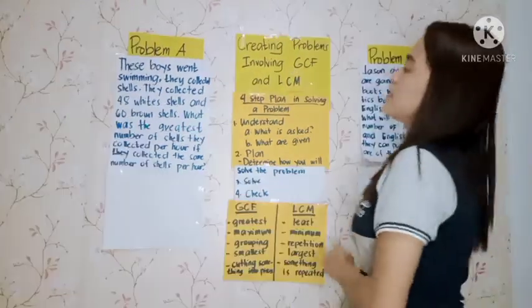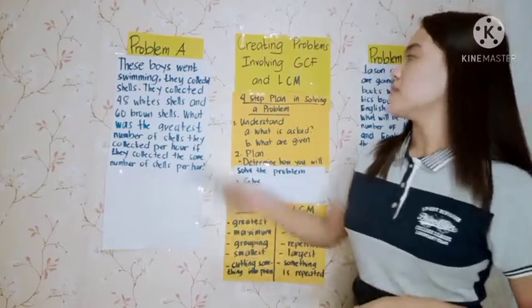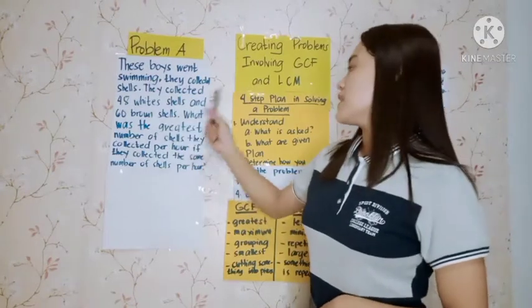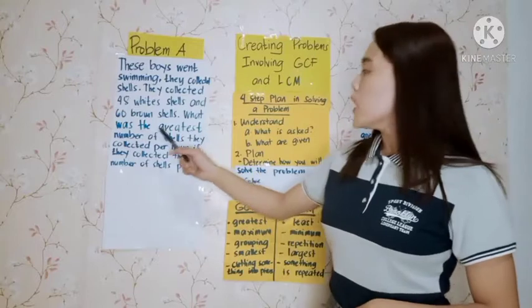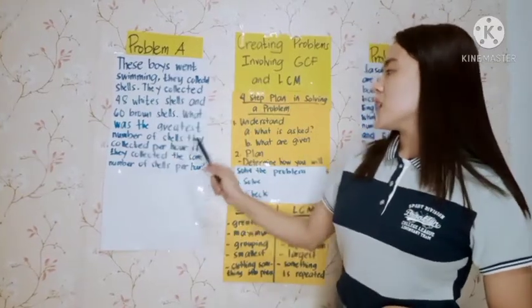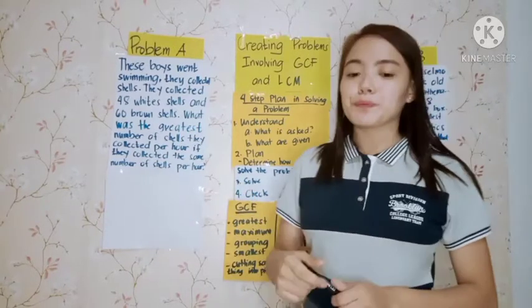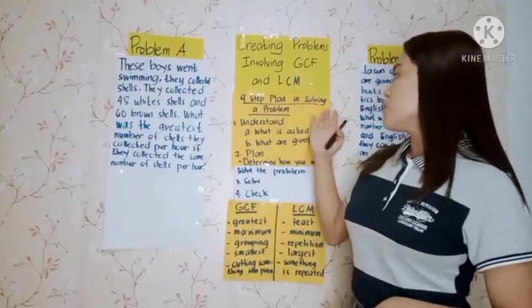Here are the problems or example of problems. These boys, when swimming, they collected shells. They collected 48 white shells and 60 brown shells. What was the greatest number of the shells they collected per hour if they collected the same number per hour? So, you need to think sa 4-step lang of solving in a problem.